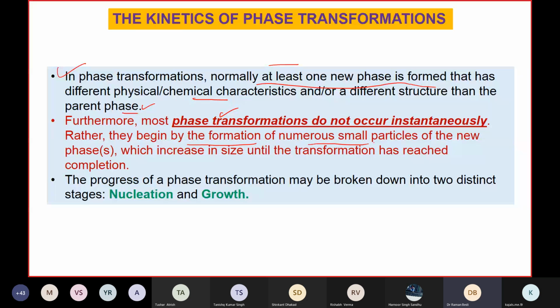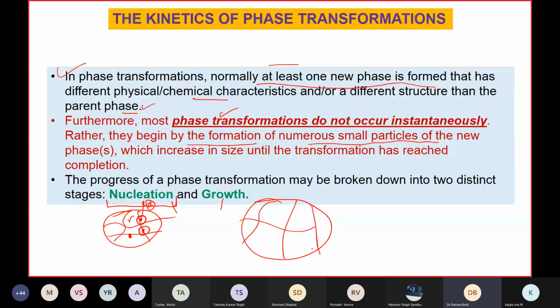They begin by formation of numerous small particles of the new phase, which grow. When we talk about formation of new particles, the first term, in simple words, is called nucleation. Let us say I have this gamma phase here, in which on the boundaries you have nucleation of the second phase, the alpha phase, and then comes the growth of these. The alpha crystals start growing. So the two parts of any phase transformation are nucleation of the new phase and growth of the new phase. It may nucleate at many of the points here, and then it will start growing at these points. This is the difference between nucleation and growth.